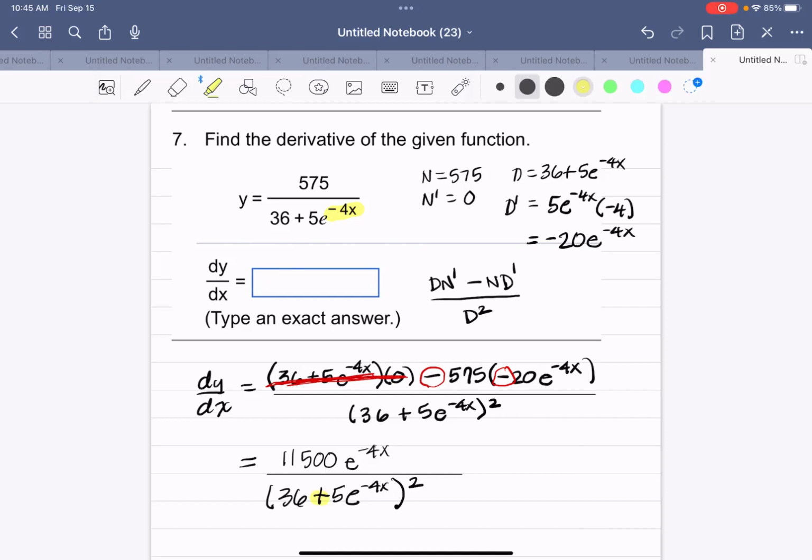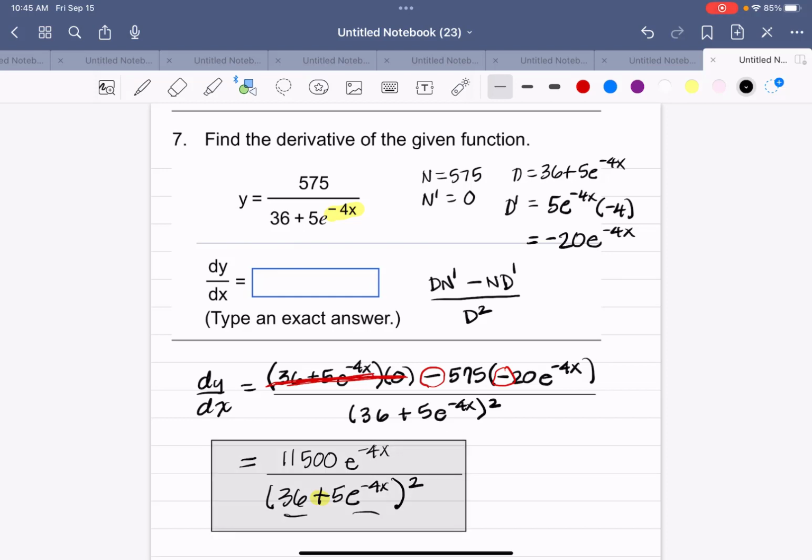Now, because of this plus down here, we're not going to be able to reduce that in any way because these two terms that are added have to stay together. So our final answer is 11,500 e to the negative 4x divided by 36 plus 5e to the negative 4x all squared.